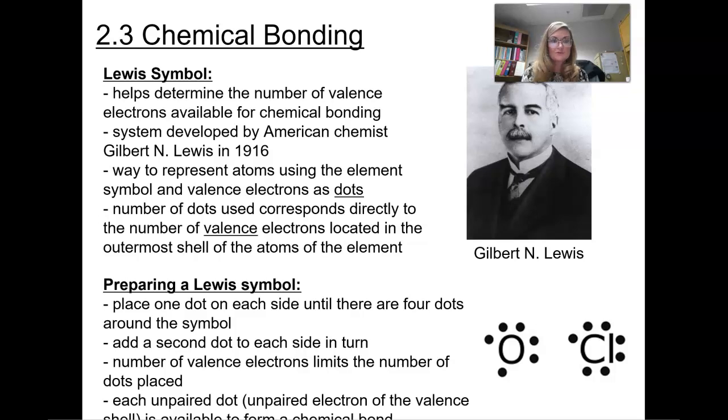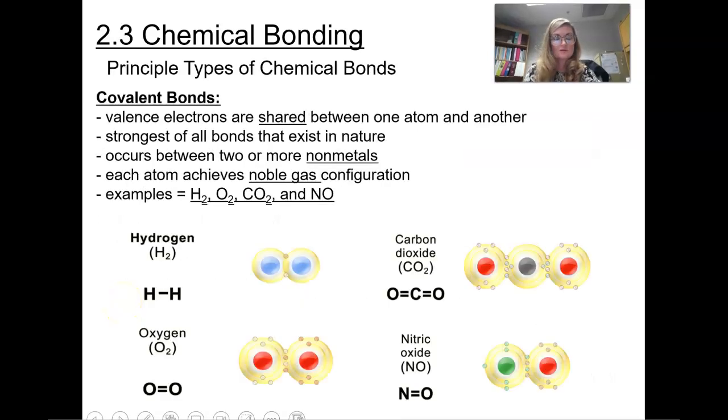So preparing a Lewis symbol, like we said, place 1 dot on each side until there are 4 dots around the symbol. You can add a second dot to each side in turn. Number of valence electrons limits the number of dots where they can be placed. So each unpaired dot or unpaired electron of valence shell is going to be available to chemically bond with another element. Okay, so with this symbol, it's going to help to determine the number of valence electrons.